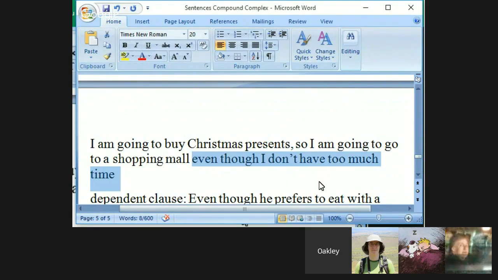By the way, just a note about using different sentence structures. Some people get it in their head that, oh, I can show how sophisticated and how good my English is by doing all compound complex sentences. Not true. It's really not a good style. I would not recommend doing that.